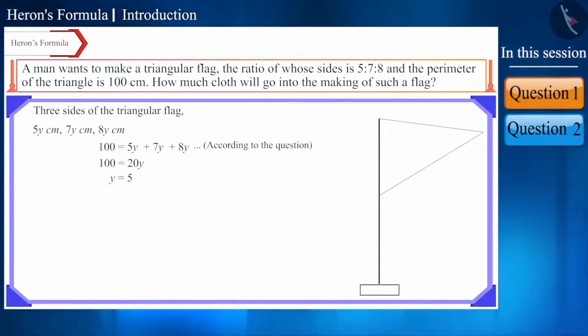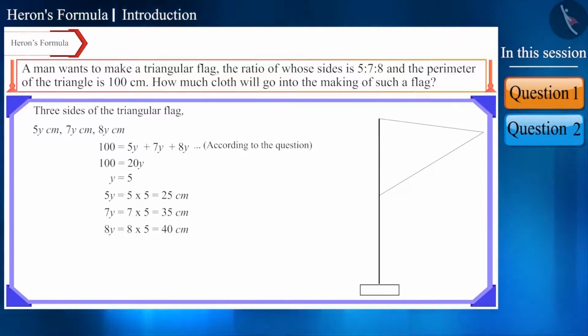So 5y is equal to 5 into 5, which is equal to 25 centimeters. Similarly, 7y is equal to 7 into 5, which is equal to 35 centimeters, and 8y is equal to 8 into 5, which is 40 centimeters. Now we know the length of all the sides of the flag.